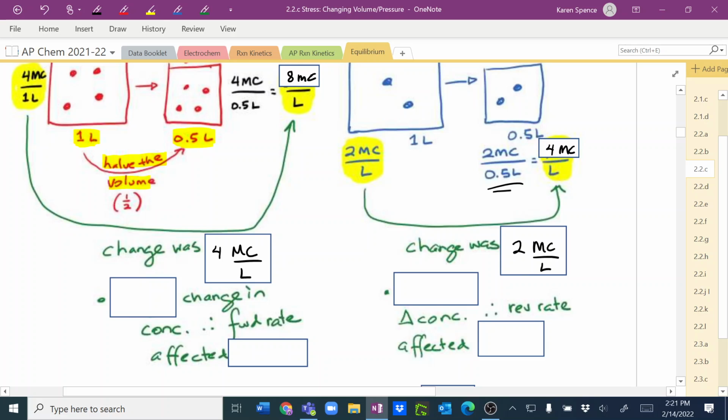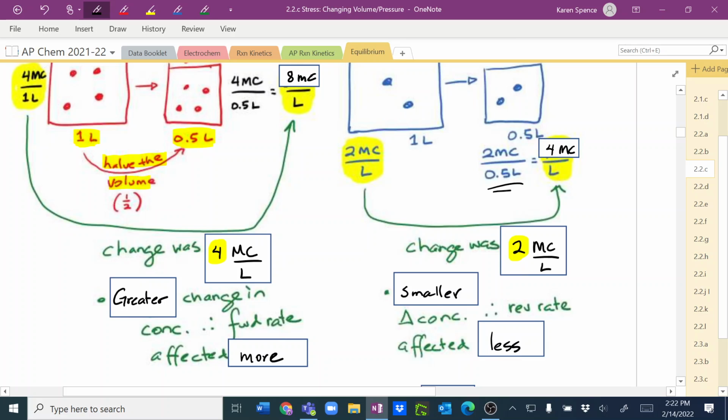So here we compare now our 4 with our 2. Which change was greater? 4. So we had a greater change in the concentration, therefore the forward rate is affected more. And in the reverse rate, we had a smaller change in concentration, therefore the reverse rate was affected less.